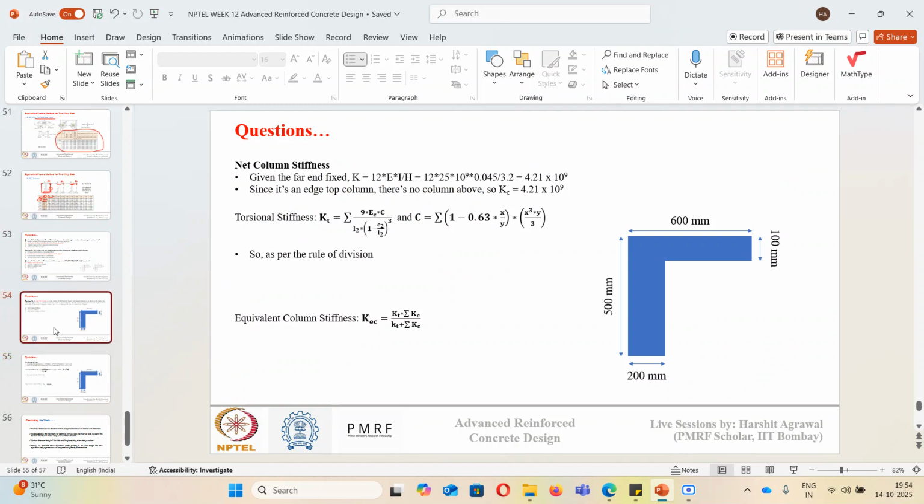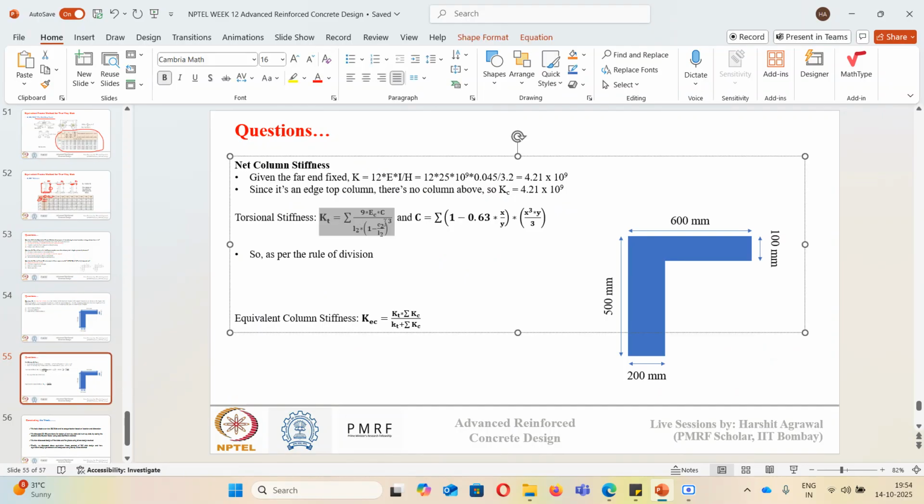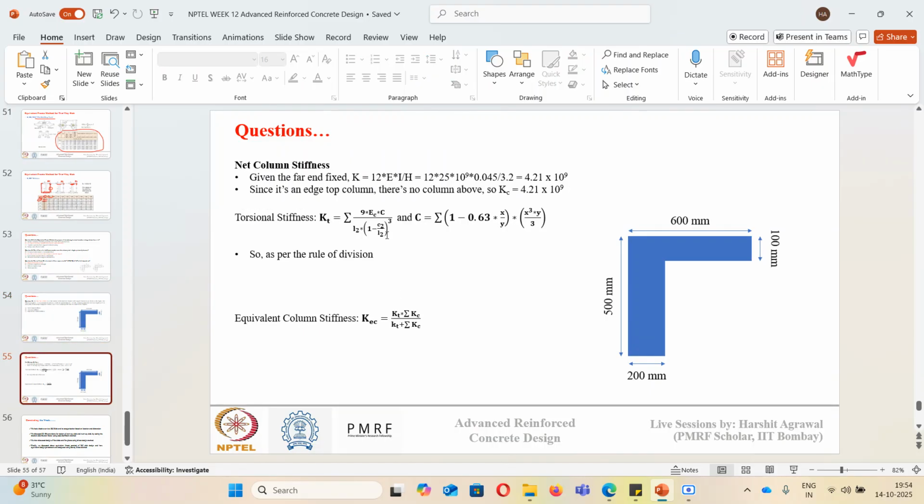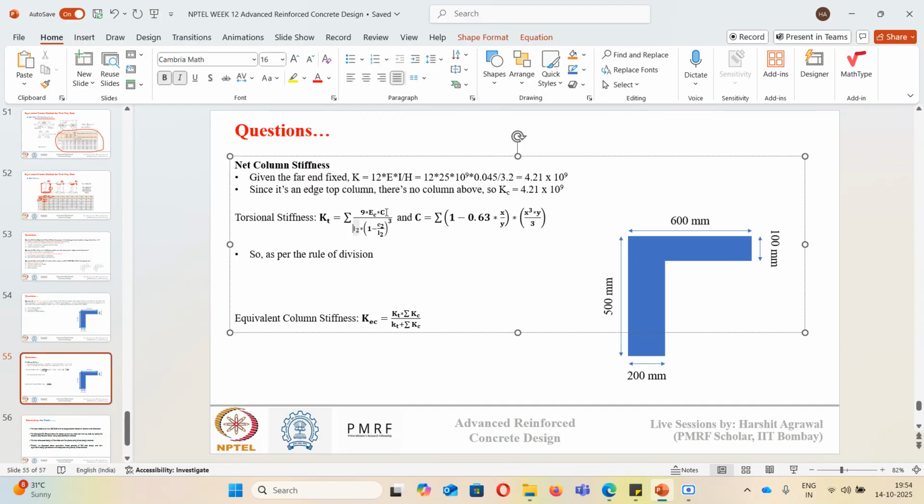Now, second part, torsional stiffness. For torsional stiffness, we know this is the formula: summation of E 9 ECC upon L2 into 1 minus C2 by L2, to the power cube. So L2 is given to us, it is equal to 6.5. C2 is given to us, it is equal to 0.75. But the C value we need to calculate, and we know it is given by this formula. In this we need to do the division properly.